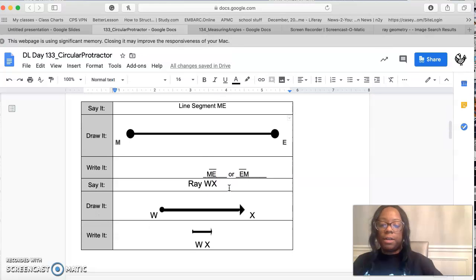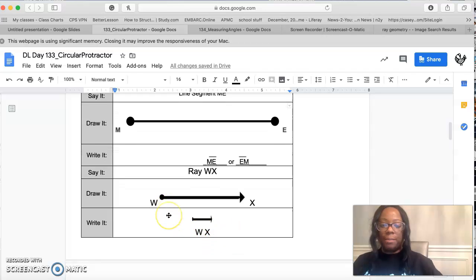Now, rays are different. Rays always have an endpoint that begins the way you say it. So ray WX, the W is at the endpoint. The X is the arrow that goes on forever. So the way that we write it is ray over the top with a W and an X. We don't reverse it. We keep it the same way.